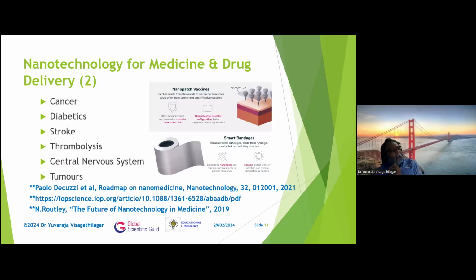Now, in medicine and drug delivery, there are many industries and pharmaceutical industries that are using nanotechnology to treat cancer, diabetic, stroke, thrombosis, central nervous system, tumors, etc. And not just that, there's many other applications in medical field or in medicine.